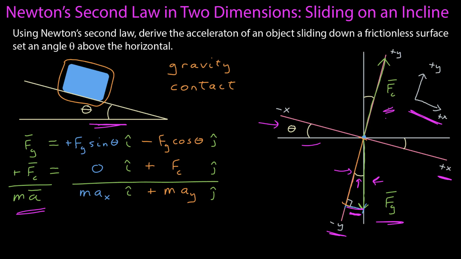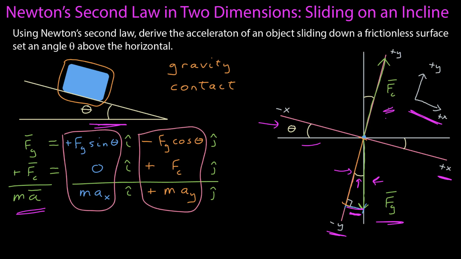Now this is equal to the mass times the acceleration, and the x component is the mass times the x component of the acceleration, and the y component is the mass times the y component of the acceleration. Now I can easily extract scalar equations from this vector relationship that I can use to solve. The x component gives me the magnitude of the force due to gravity sine theta is equal to the mass times the x component of the acceleration, and the y components give me that the contact force minus the magnitude of the force due to gravity times cosine theta is equal to the mass times the acceleration in the y dimension.